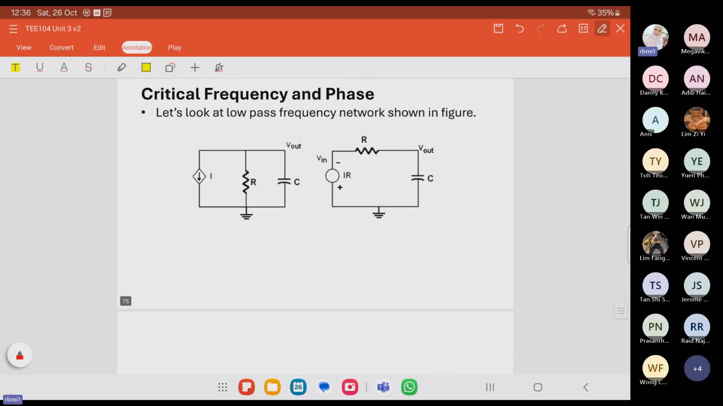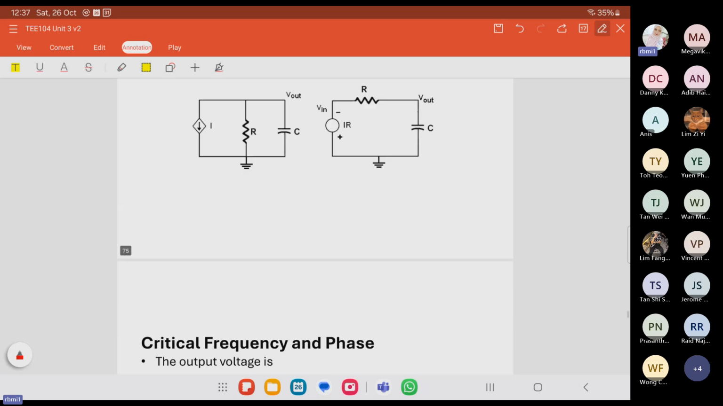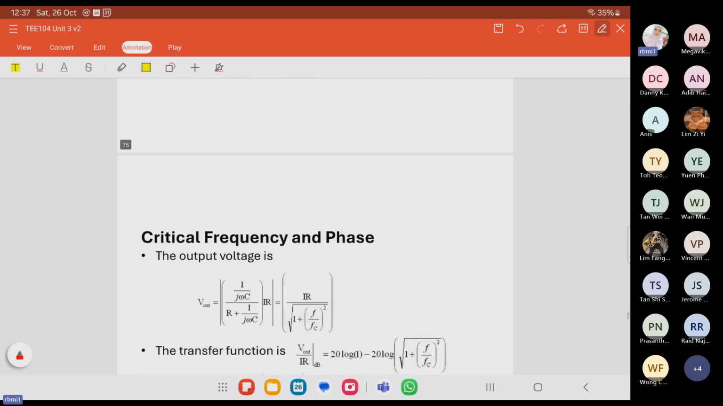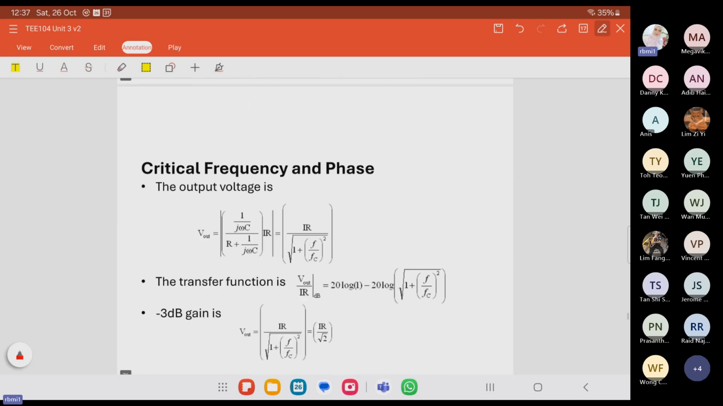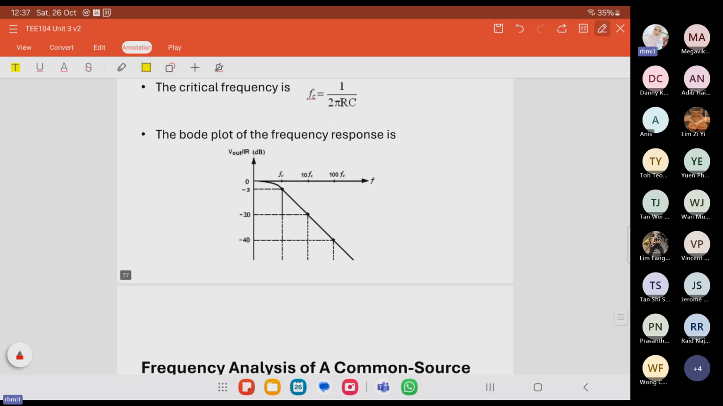And this is the Norton and Thevenin equivalent circuit for an RC network with the capacitor and the resistor. And an RC network with the bypass capacitor C in parallel with the resistance R and a current source I. Okay, let's look at the high frequency. This one is for the high frequency.